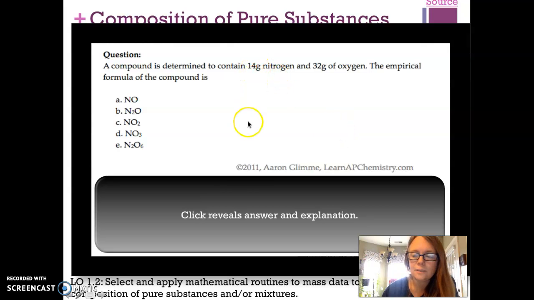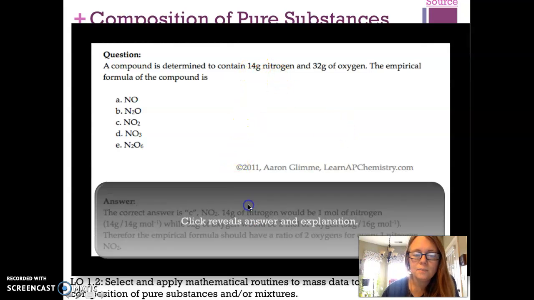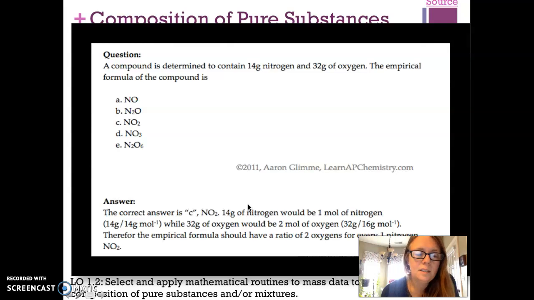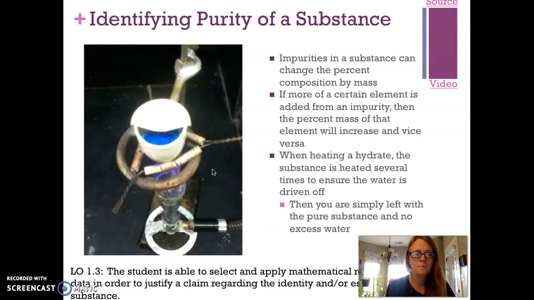So let's do it. Changing those to moles and finding the mole ratio would tell you that you have 1 nitrogen to every 2 oxygens. And so, you all got that right. So, high five, congratulations, good job.